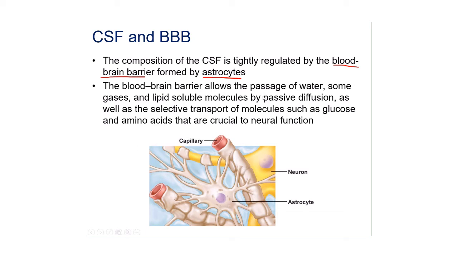At this point, I think it's good to quickly review all the glial cells that we've learned so far. We learned about the Schwann cells and the oligodendrocytes, and they are the ones that form myelin. Two or three slides ago, we learned about the ependymal cells, and they form the CSF. And now we have the astrocytes, and they form the BBB, the blood-brain barrier.